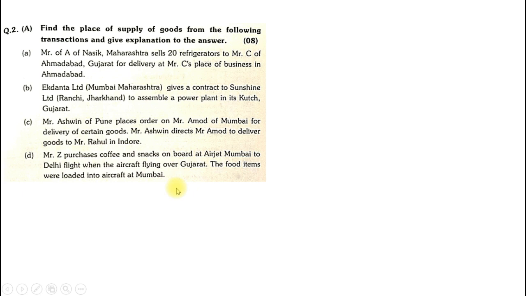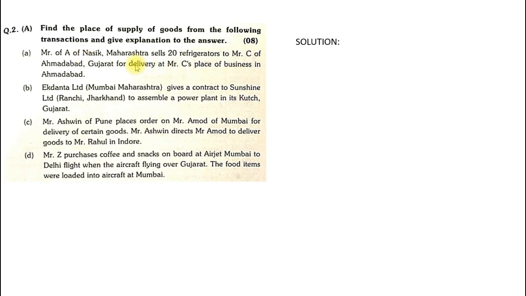Now this is the very first question in the question paper. Find the place of supply of goods from the following transaction and give your explanation to the answer. Number one, Mr. A of Nasik, that is from Maharashtra, sells 20 refrigerators to C of Ahmedabad, Gujarat, for delivery at Mr. C's place of business in Ahmedabad. Here, if you look carefully, the goods are moving from Nasik, Maharashtra to Gujarat. See how you have to write this answer.